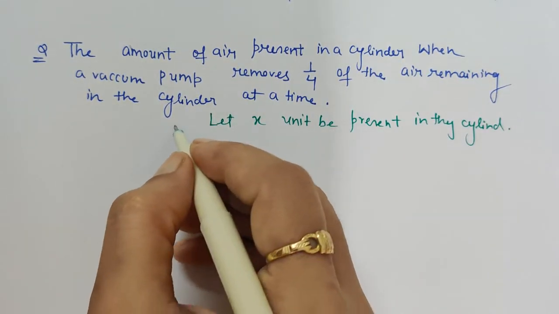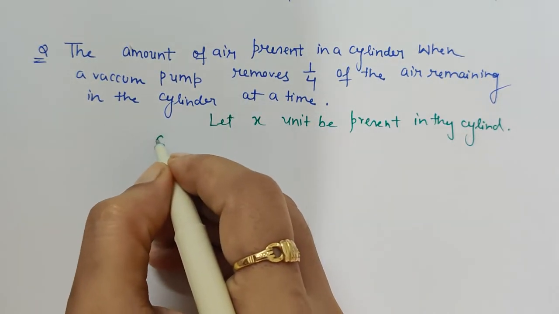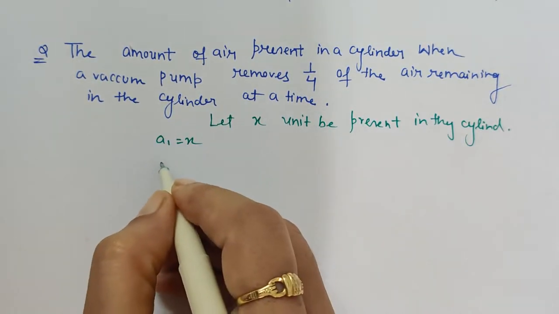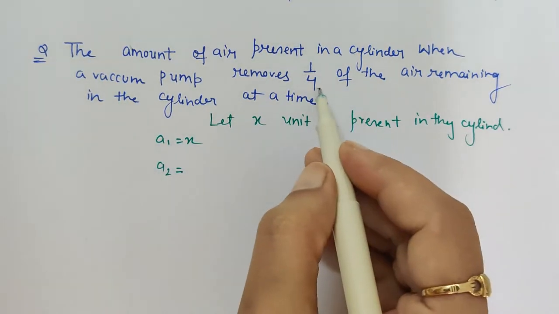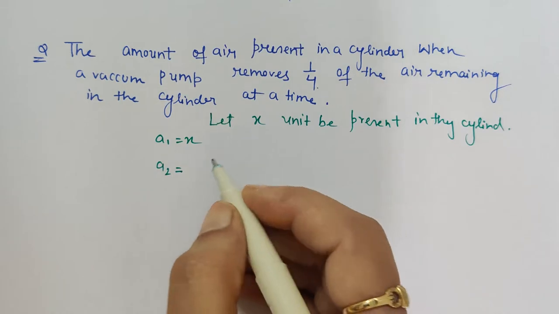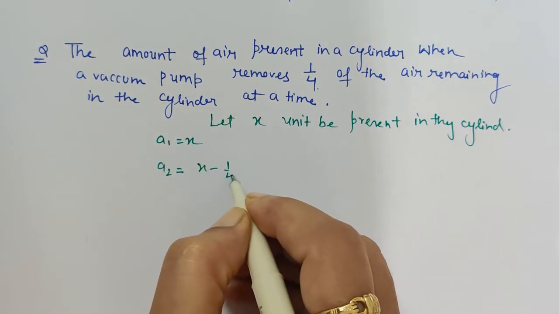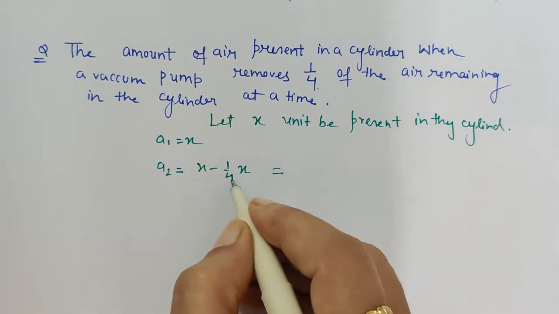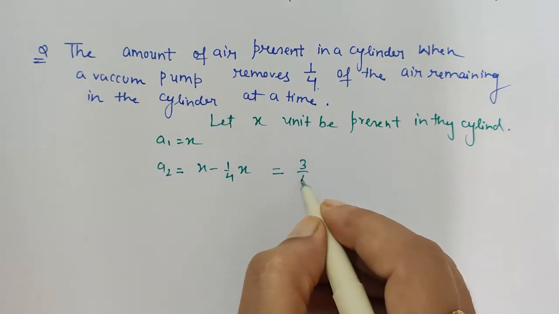Now next, what is given? So my first term would be x. Now for the second term, what is given? 1/4 of the air which is remaining is removed. So x minus 1/4 of the air which was left. So it will be 3/4 x.